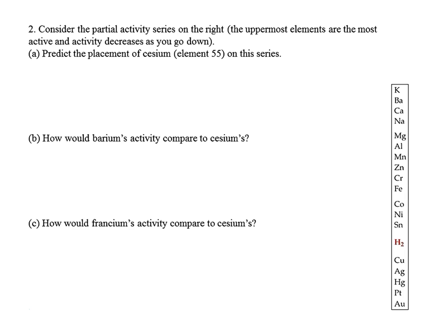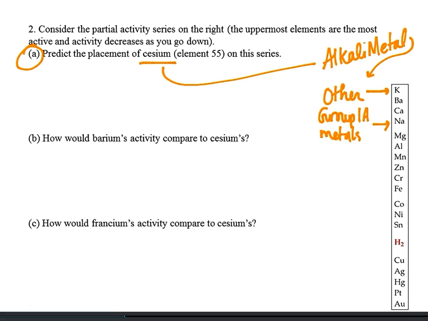So we have a partial activity series. We're going to predict the placement of cesium. Cesium on the periodic table is in group 1. It's an alkali metal, just like potassium and sodium. You see the other group 1A metals here. Cesium's not all the way at the bottom, that's francium, but cesium is the next to last element.